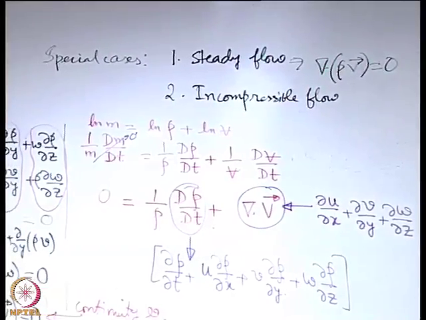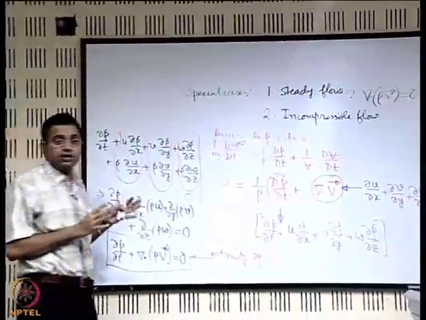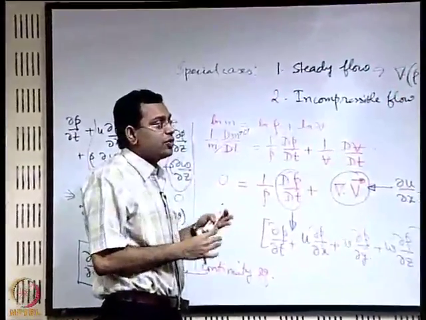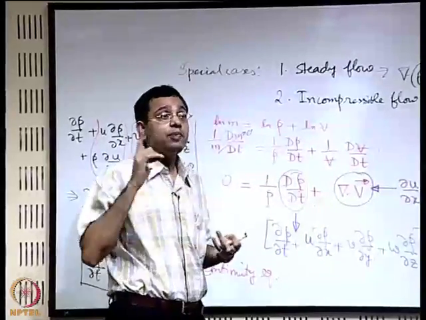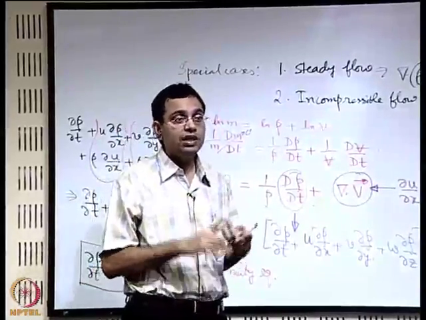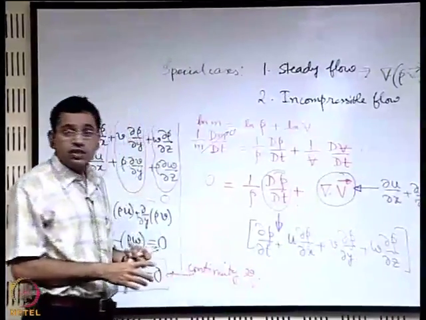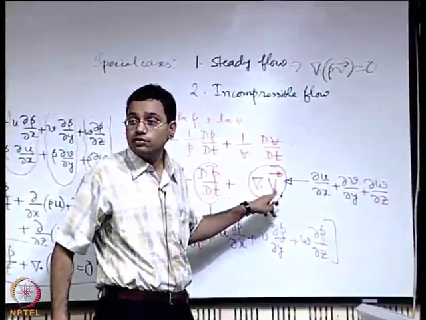We have to keep in mind that there is a very big misconception that we should try to avoid. What is that? Many times we loosely say incompressible means density is a constant. It is a special case of incompressible flow, but it is not a general case of incompressible flow, because the general case of incompressible flow is what? The divergence of the velocity vector equal to 0.